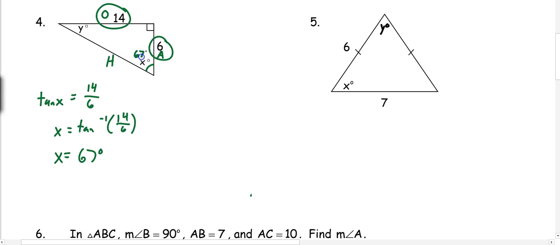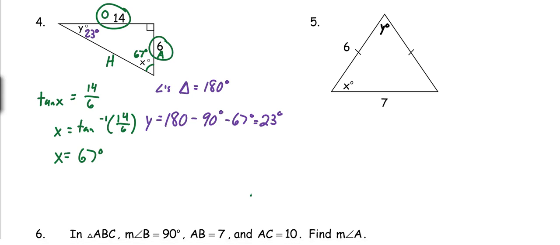So if x is 67 degrees, and we have a y in our triangle, we need to find the other angle. Remember that a triangle equals 180 degrees. So we can do 180 minus the 90-degree angle minus the 67 degrees we know. And when we subtract that, we would get what y is equal to. So in this case, y is 23 degrees. Because remember, all angles in a triangle add up to 180.